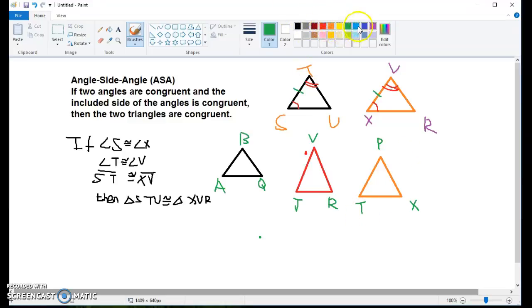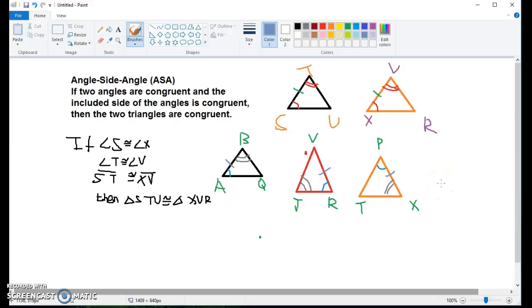And we have different angles going to be congruent to different things. So angle A is going to be congruent to angle R, which is congruent to angle P. Angle B is congruent to angle J, which is congruent to angle X. And then AB is congruent to VR, which is congruent to PX.